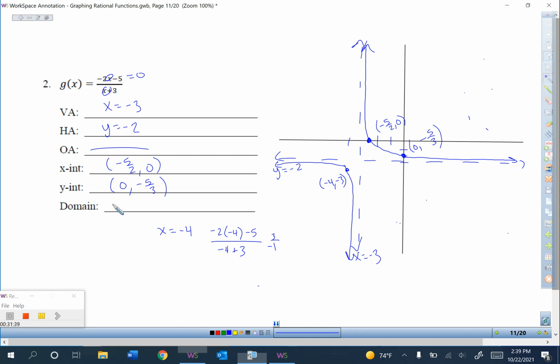Domain, then, from my graph is negative infinity, stopping at negative 3, union negative 3, positive infinity. Everything but negative 3 works.